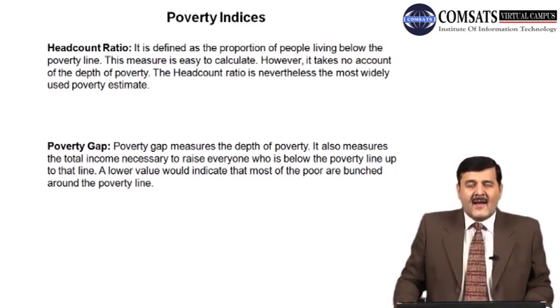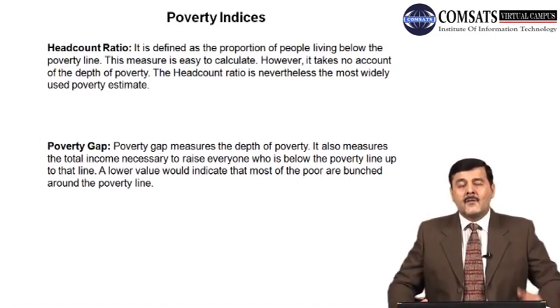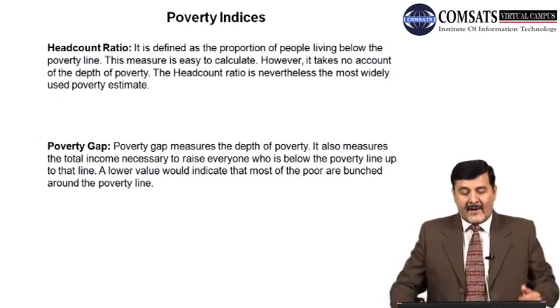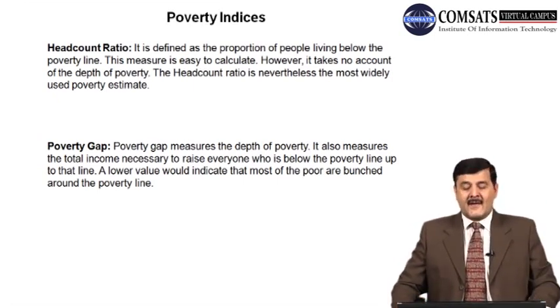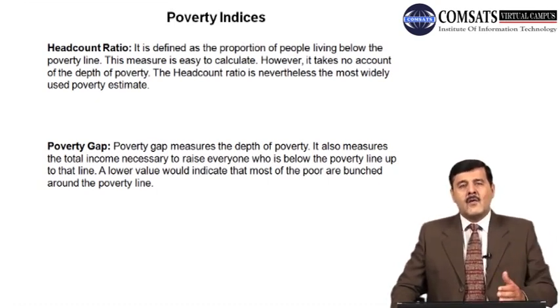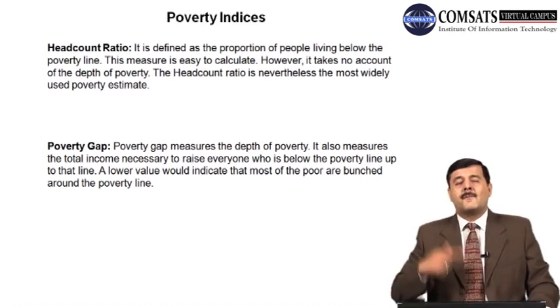The poverty gap tells us the depth of the poverty. It also tells us the minimum income required for the people who are poor to raise their standard up to the poverty line. A lower value would indicate that most of the people are bunched around the poverty line. So if the poverty gap has a lower value, we say that most of the people are bunched around the poverty line. They are around the poverty line.